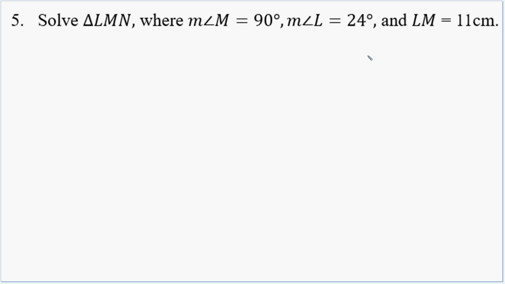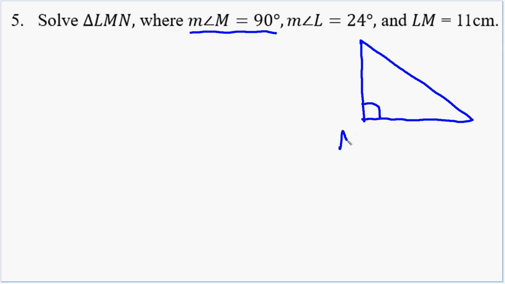So we're going to draw a triangle. I'm going to do a triangle like this. Angle M is 90. Here's angle M. I'm going to put N up here and L down here. Angle L is 24 degrees. LM is 11. They ask us to solve the triangle. So real easy is angle N. Angle N, 90 minus 24, is 66 degrees.